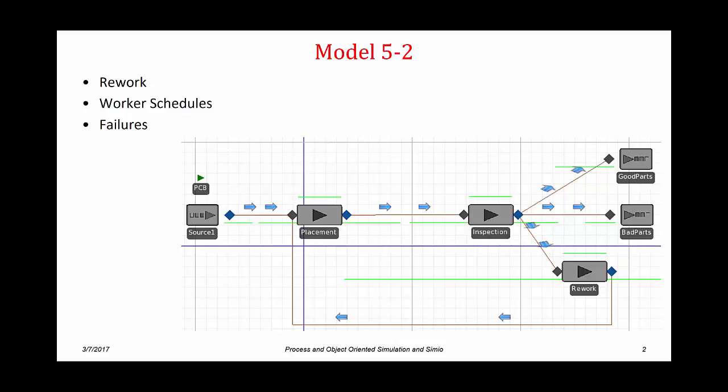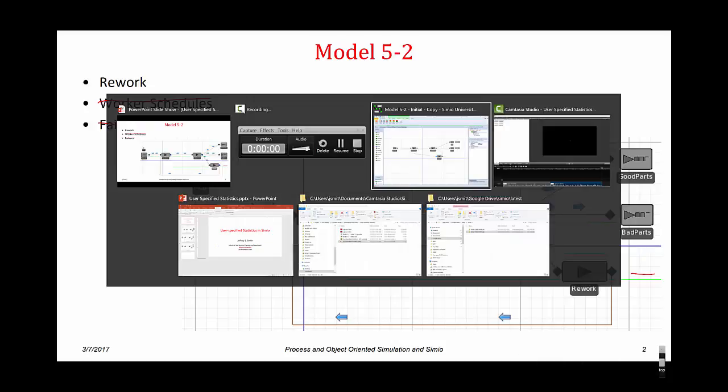Model 5.2 is the second model of an abstract printed circuit board manufacturing process that's covered in Chapter 5. In Model 5.2, we introduce the notion of rework, and also worker schedules and failures. For this video module, we're not going to consider worker schedules and failures. Our focus instead is on incorporation of user-specified statistics. In a subsequent video module, we'll cover worker schedules and failures. So let's look at our baseline model that we'll start with.